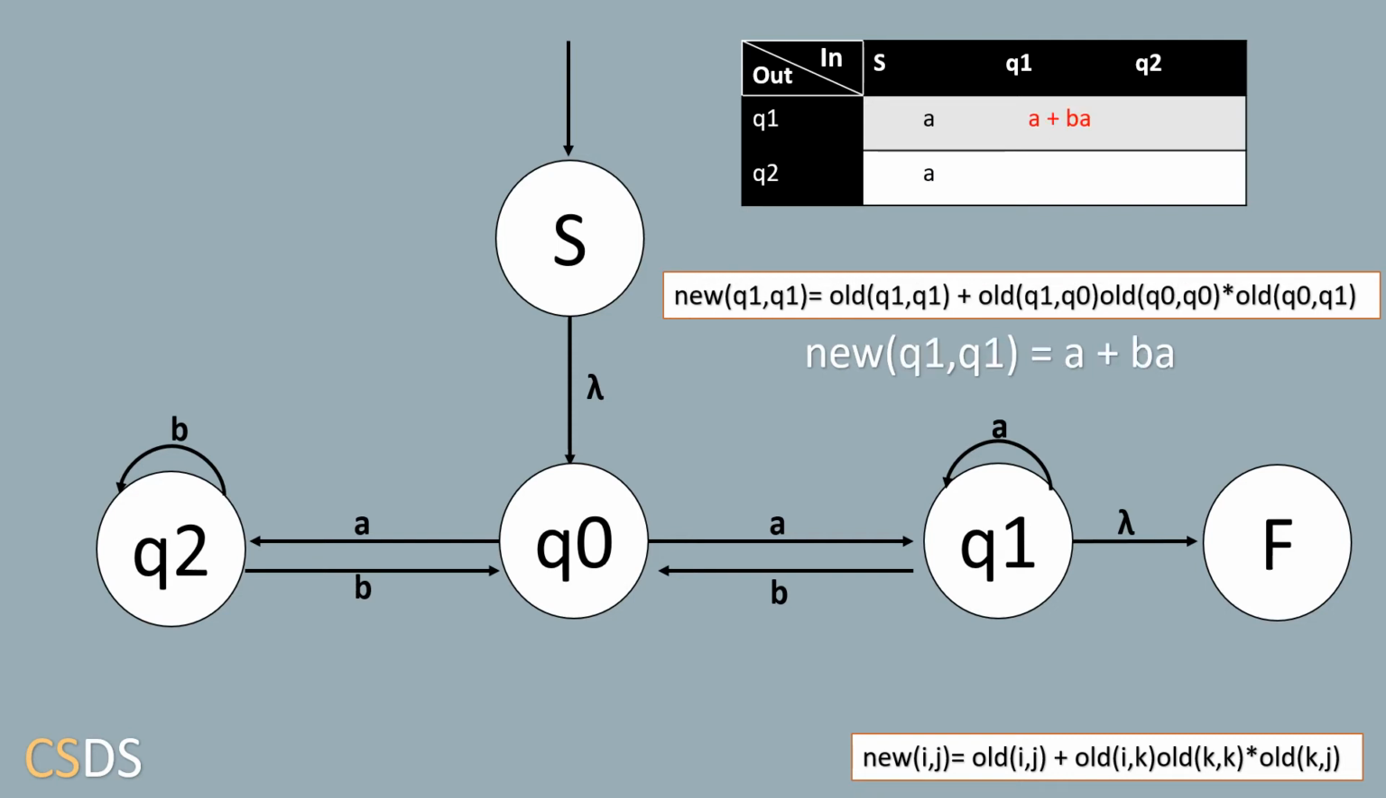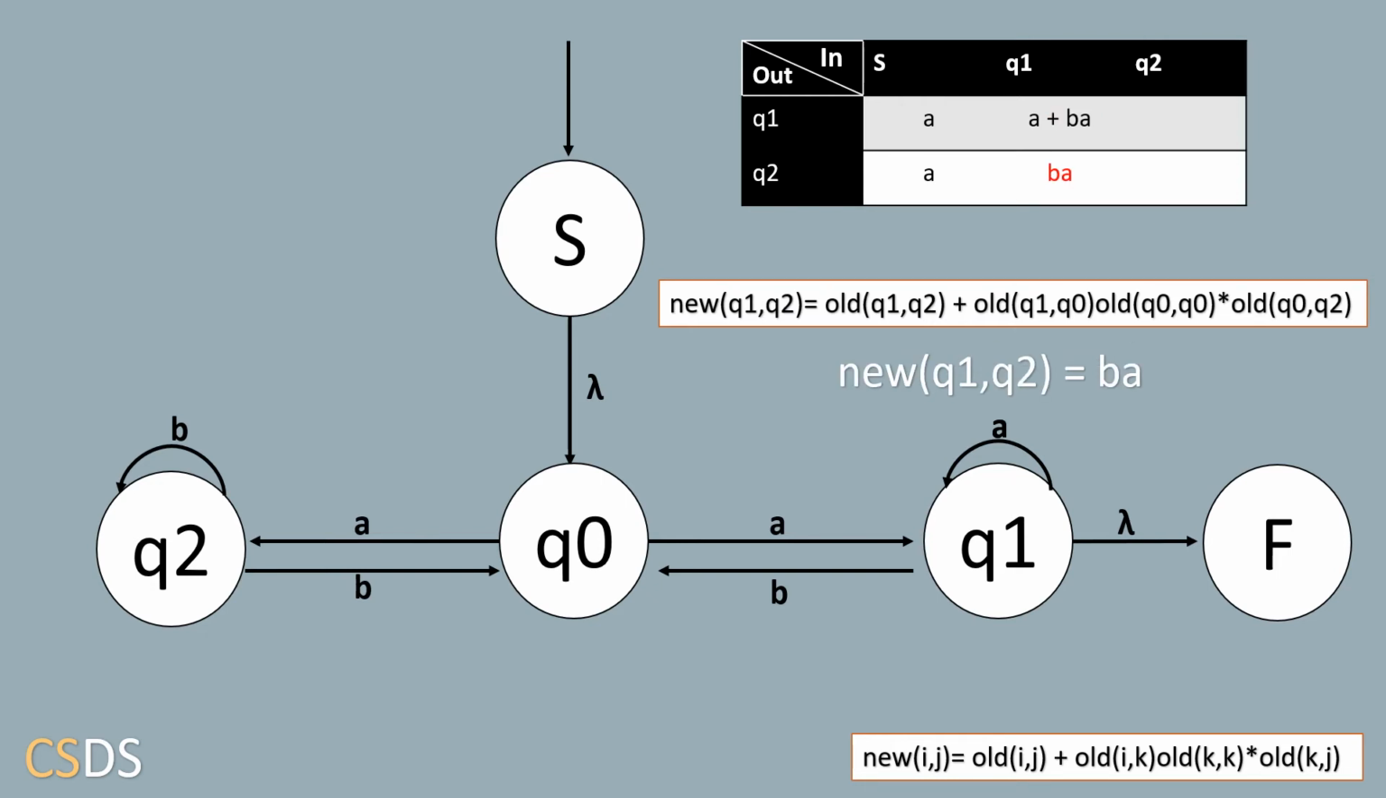Let's continue to the next transition, Q1 to Q1. The first old transition we get from Q1 to Q1, we can see there is a self transition. Now we're going to have an A, or we're going to have the old Q1 to Q0, which is B, followed by the old transition Q0 to itself. We can see there's no transition like that, so we continue. And the old transition from Q0 to Q1 is A. So we'll have A or B followed by A.